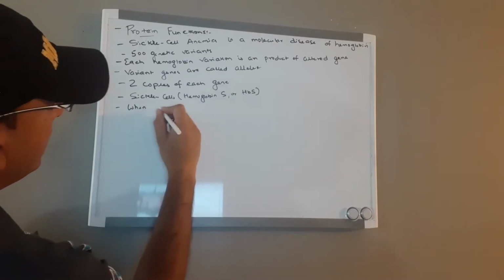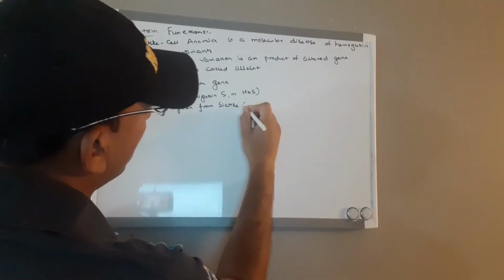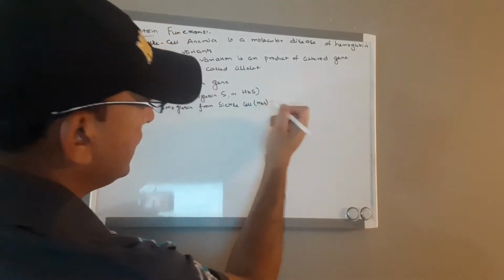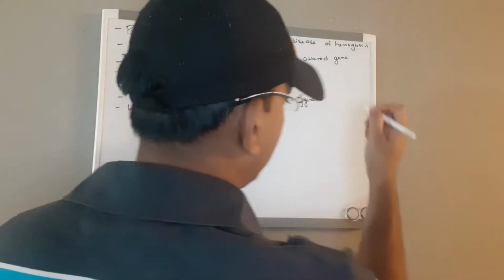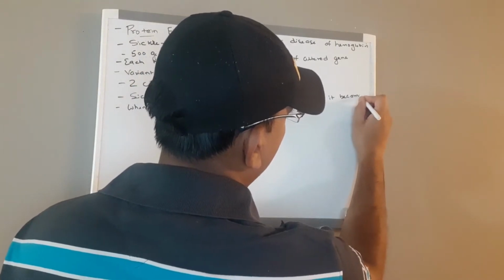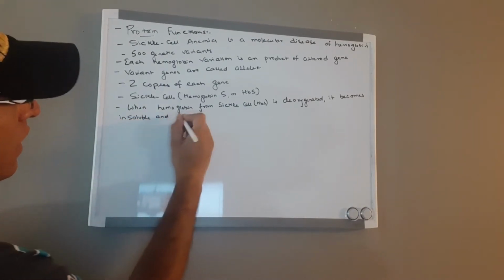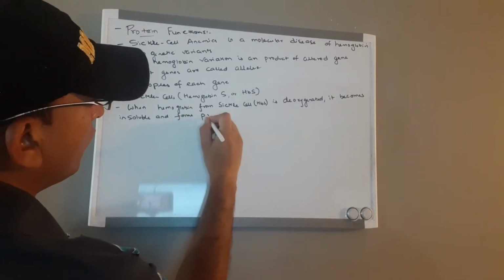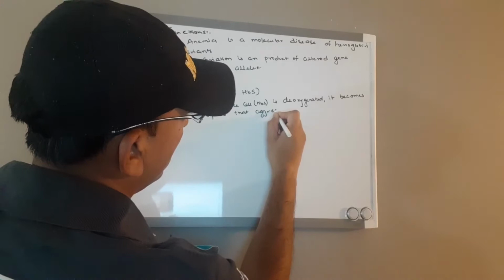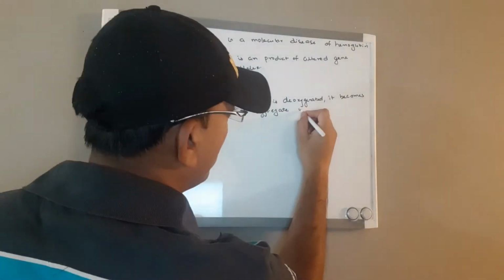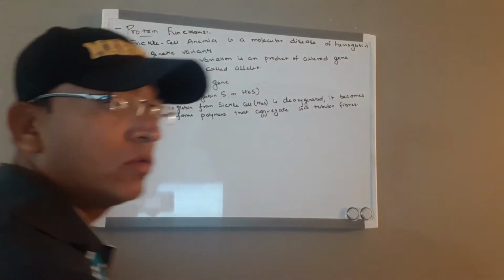Okay, so when hemoglobin from sickle cell, that is this HbS, is deoxygenated, it becomes insoluble, and it forms polymers that aggregate into tubular fibers. How? So we'll see that.